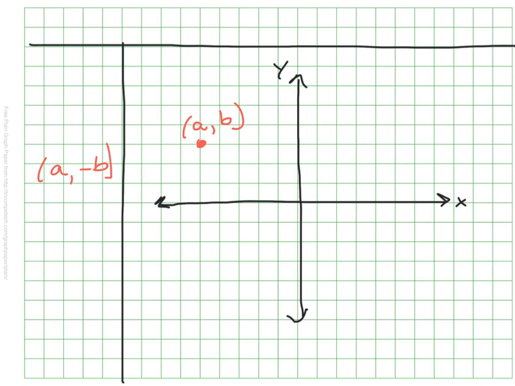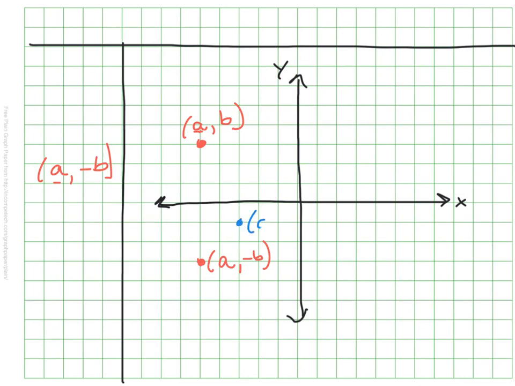Since I know that my a has not changed, my x value isn't changing, and I can tell that I'm just reflecting this b value across the x-axis. So I can put a mark down here and say this would be the point of a, -b. This is the point it would be if I reflected across the x-axis. Let's do this again.